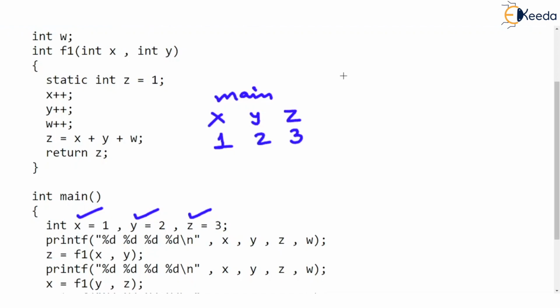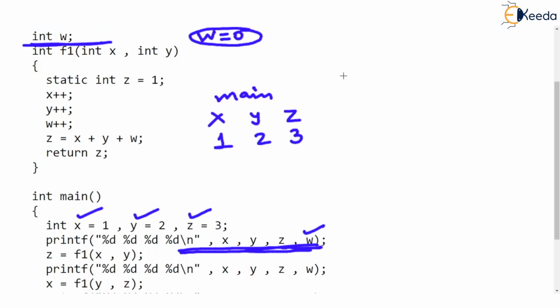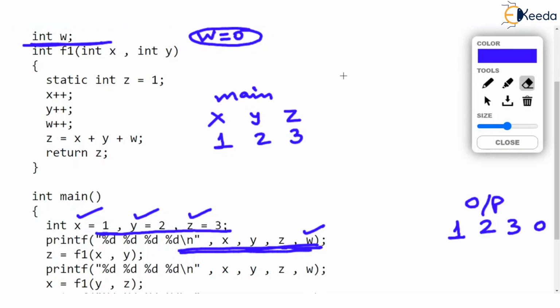The next line is printing x, y, z, w. You recall there is a global variable w with the value 0 initially. And main can readily use w because main does not have its own variable with the name w. So the first output on the screen will be value of x 1, value of y 2, value of z 3, and value of w 0. Okay.